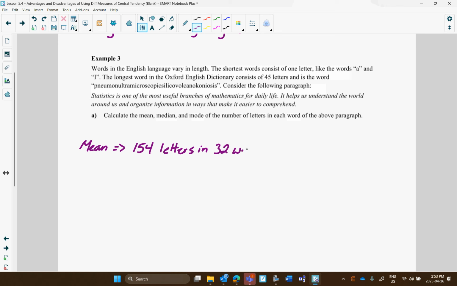You will not see anything like this, where you'll be asked to calculate it. You could be asked to interpret it. You could be given the mean, median, and mode, and then asked which one you think is the best. So the mean would be 154 divided by 32, which gives us 4.8. According to the mean, on average, there are 4.8 letters in every word in this little paragraph.